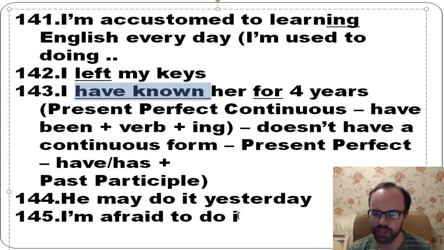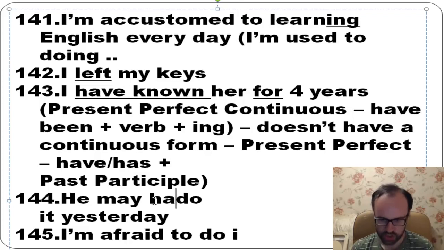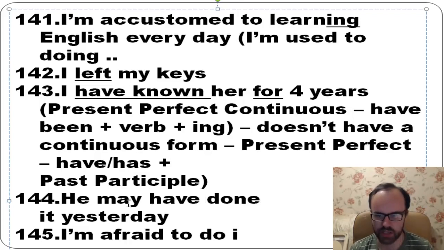Okay. He may do it yesterday. So it's about the past, you know. It's like should. Do you remember? We talked about it. Should have done. So she may have done it yesterday. So may in the past, may have plus the third form, plus past participle. We call it past participle. May have done. He may have done it yesterday.